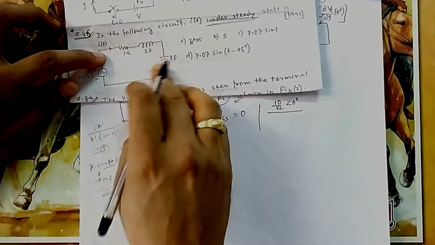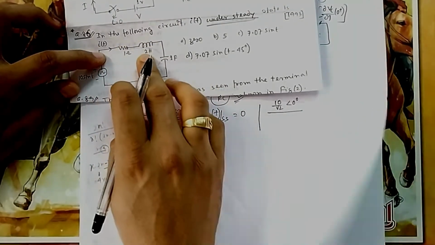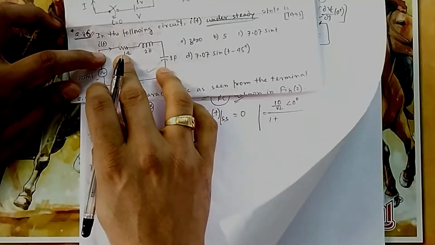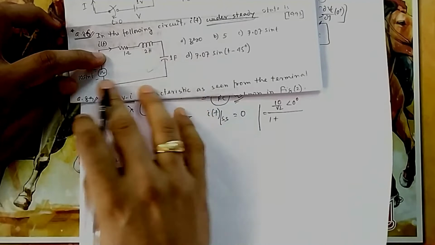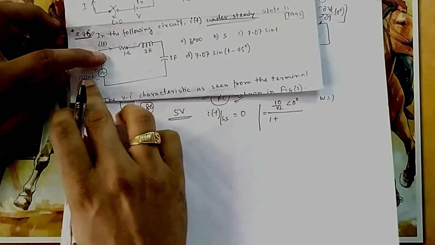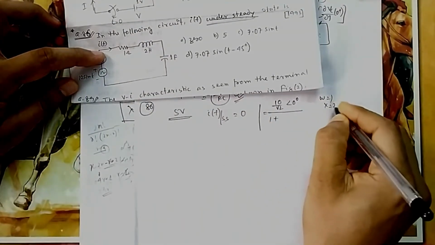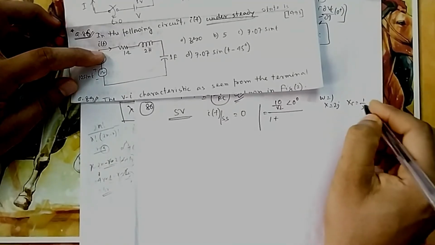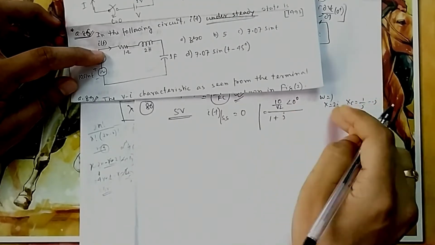You can do it in the frequency domain. So you convert it. R is 1, I is equal to V by Z, where Z is R plus JX. Here omega is 1, since sin omega t, omega is 1. So XL will be equal to 2J, XC will be equal to 1 by J, that is minus J. If you add 2J minus J, it will be J.